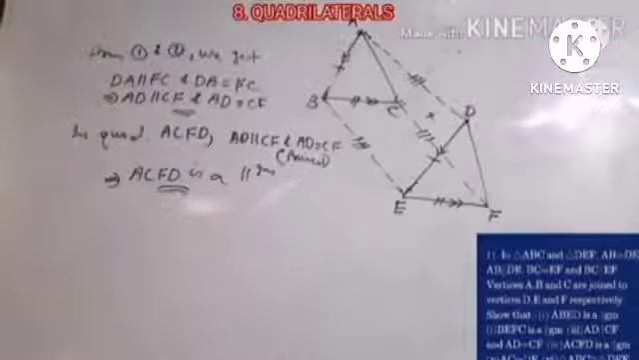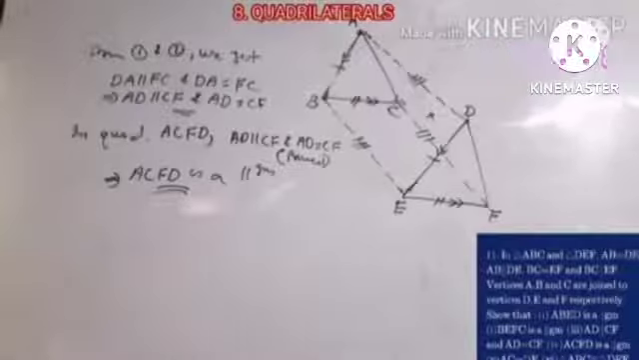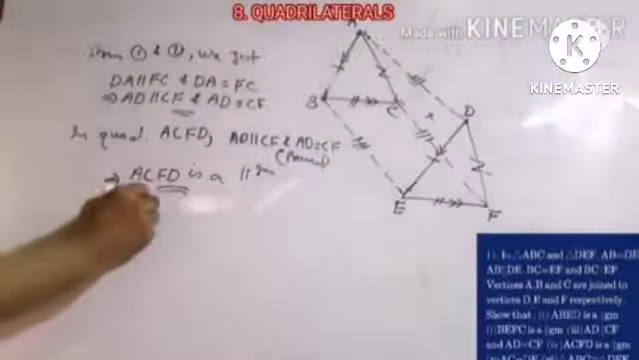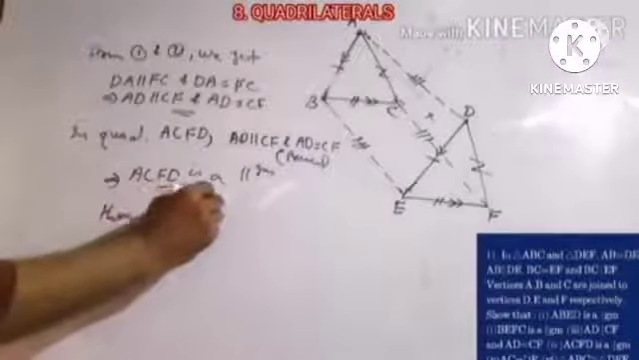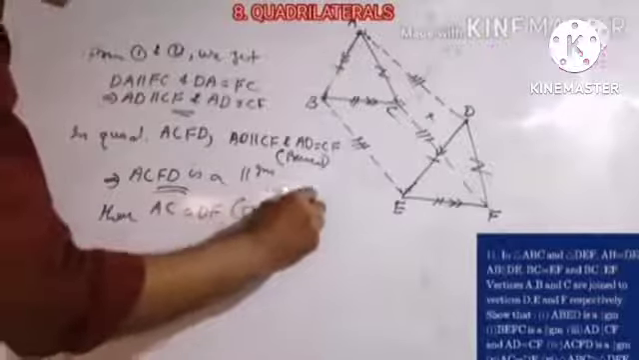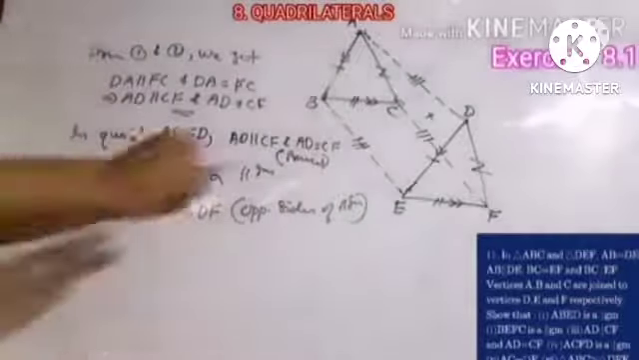Answer 4 is completed from theorem 8.8. Then AC equal to DF. Now we have ACFD is a parallelogram, and in a parallelogram, opposite sides are equal. So AC equal to DF. Reason: opposite sides of a parallelogram. These two sides become equal.